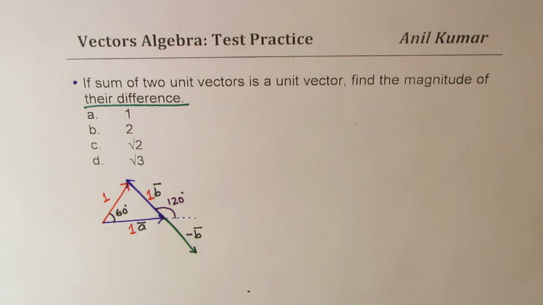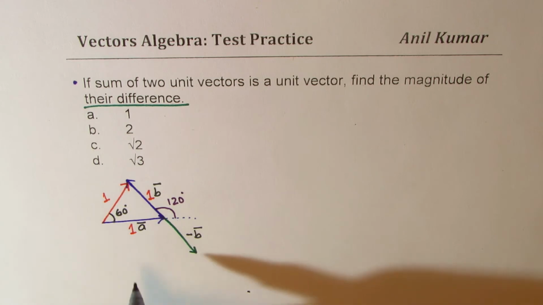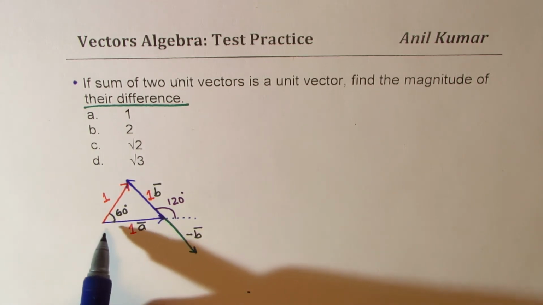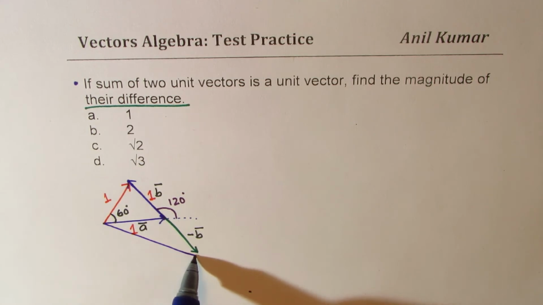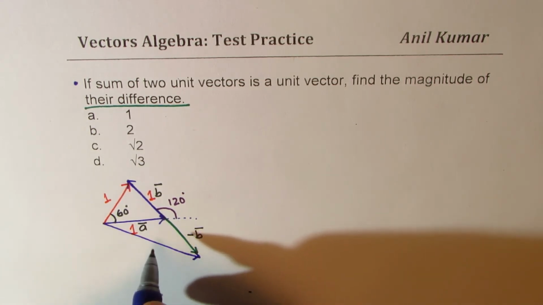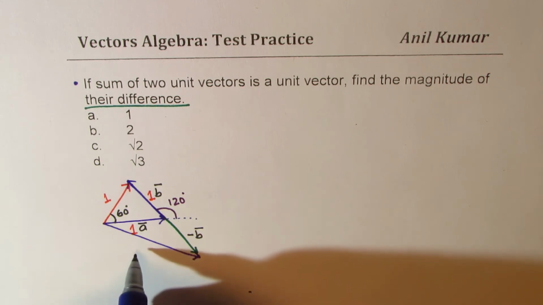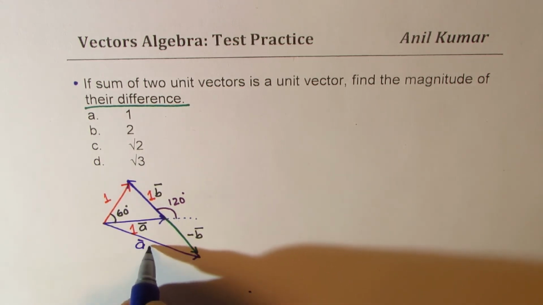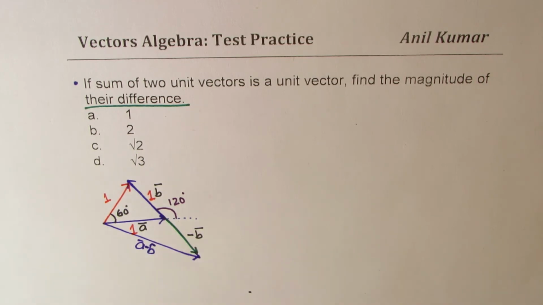So that becomes minus B, and clearly A minus B will now be the vector joining from here to there, right? So this vector here is the A minus B vector. Perfect. So that is how you get A minus B. We need to find the magnitude of A minus B. I hope that is clear now, right? Okay, so let's work on this particular geometry.